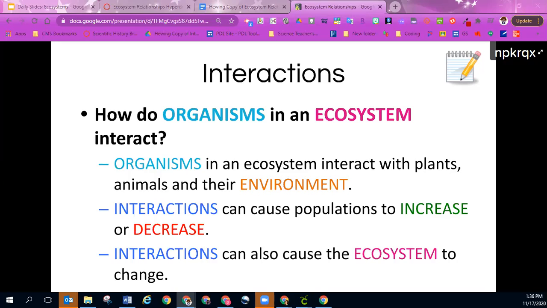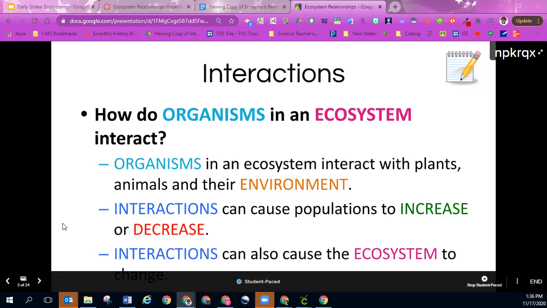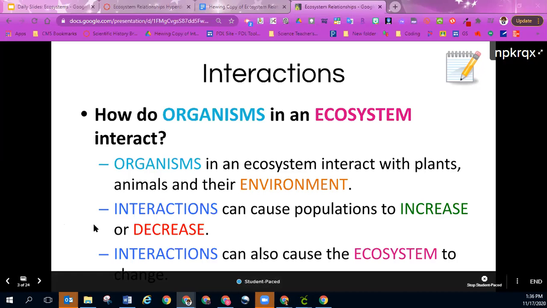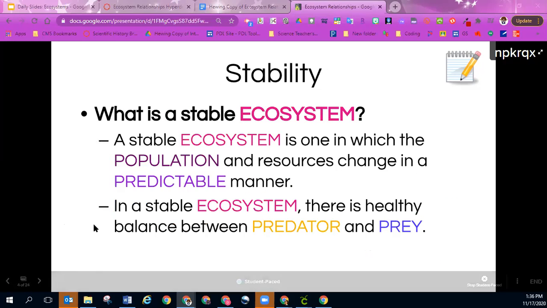Interactions can also cause the whole ecosystem to change. We looked at a video yesterday and last week about those wolves in Yellowstone, and we saw how just adding the wolves began to change the ecosystem itself, not just the wolves and what they ate, but the whole ecosystem. So one thing that's very fragile with ecosystems is something that's called stability.